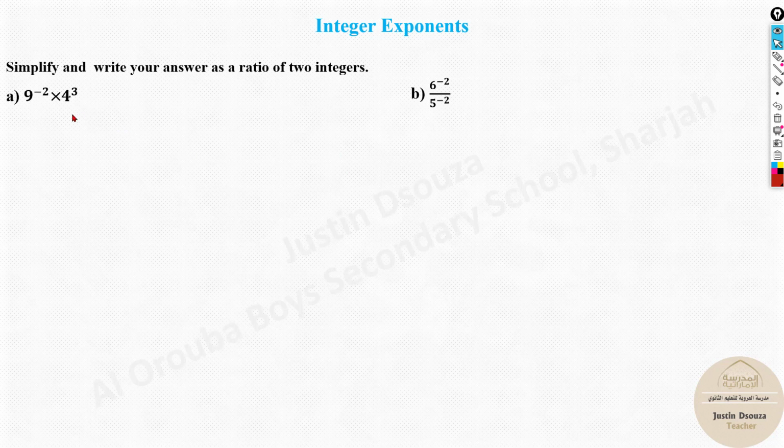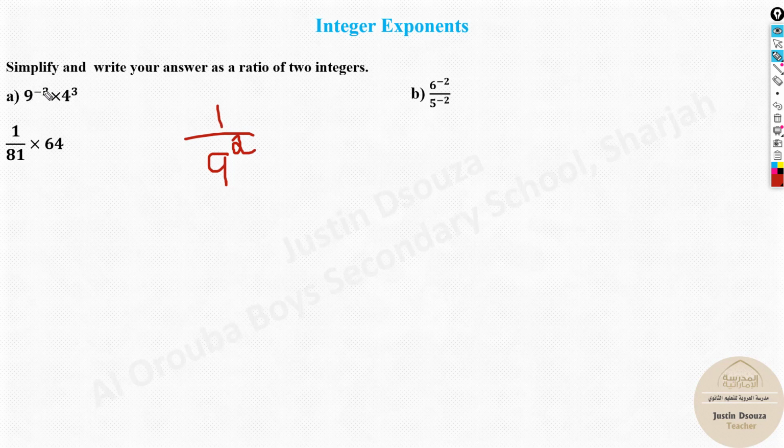Now we have 2 more problems. Integer exponents. Again, simplify and write your answer as a ratio of 2 integers. Now here, how would you solve it? So in the previous videos, we have solved similar problems. And now let's recall anyways. Now 9, this one over here, remember we need to make the power positive, then only it's easy to solve. So it'll be 1 divided by 9 squared. We have done this before. Please refer to the previous videos for detailed explanations.